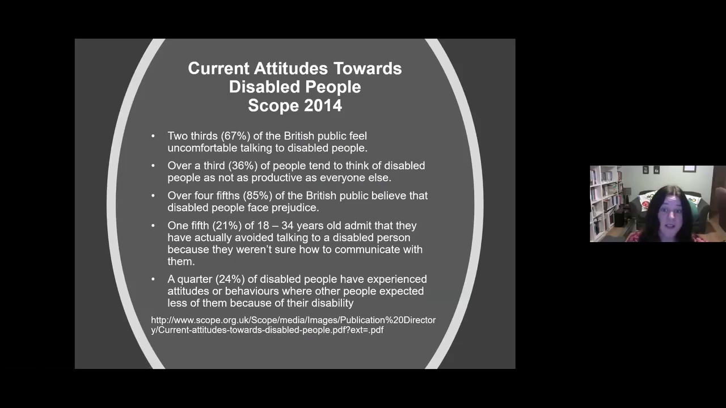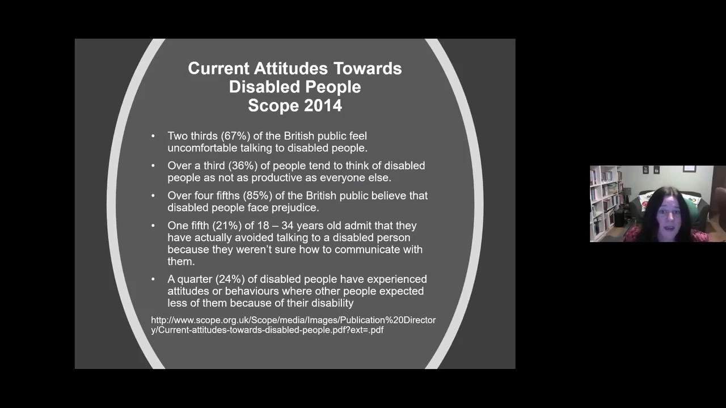Again, this was followed by a study focusing on the attitudes of the public, which found that 2/3 of the British public feel uncomfortable talking to disabled people. And over 1/3 of them think that disabled people aren't as productive as everyone else. And over 80%, 85% of the British public believe that disabled people face prejudice, having said that they don't like talking to them, they don't think they're very productive.